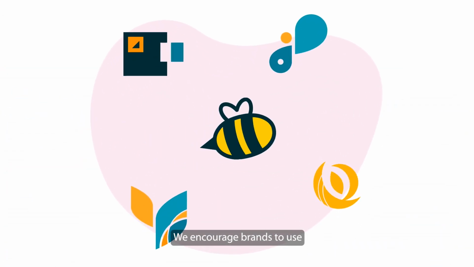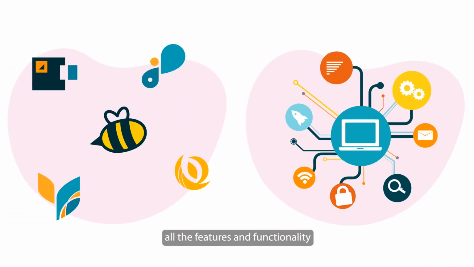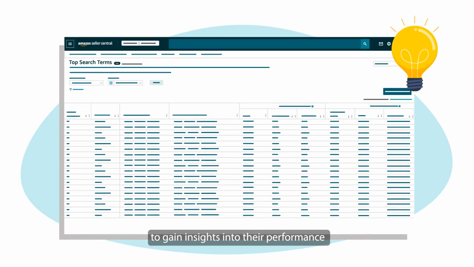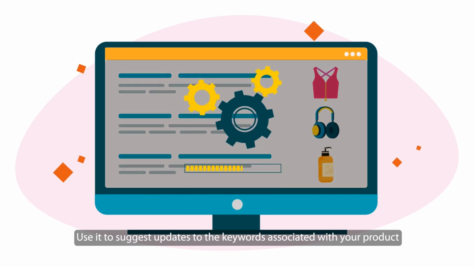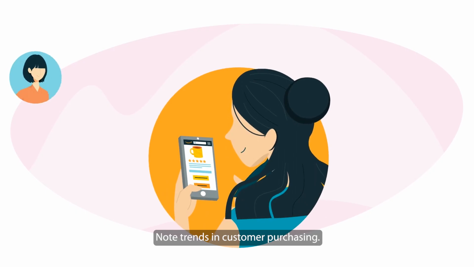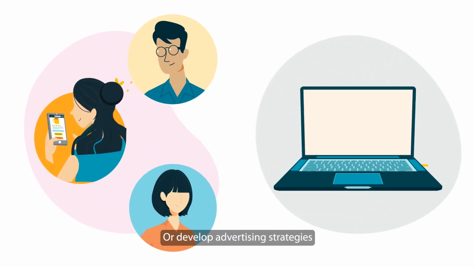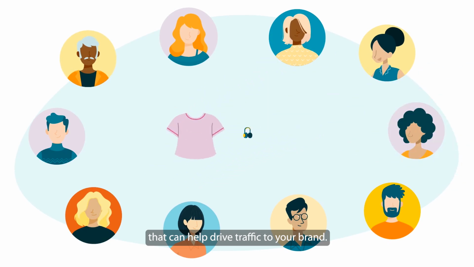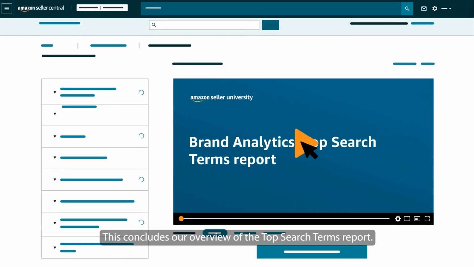We encourage brands to use all the features and functionality of the Top Search Terms report to gain insights into their performance in the Amazon store. Use it to suggest updates to the keywords associated with your product detail pages. Note trends in customer purchasing, or develop advertising strategies that can help drive traffic to your brand. This concludes our overview of the Top Search Terms Report.